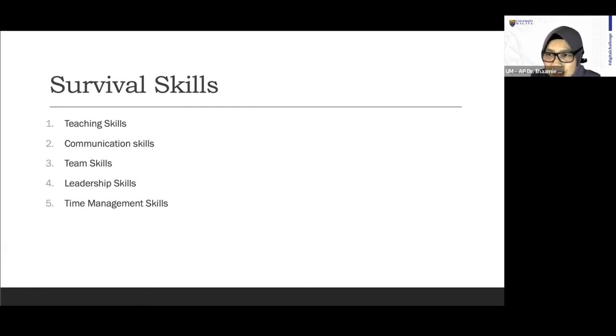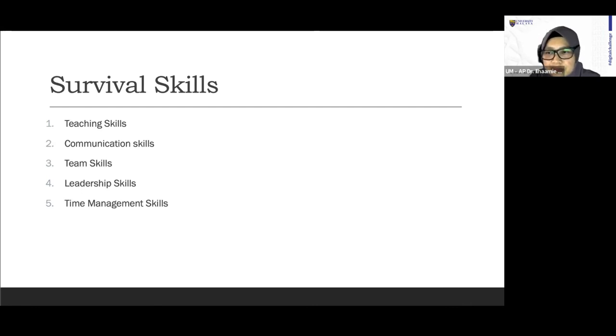Even though you are young, you are new, you need these skills, because you are a leader in the research, and you are also a mentor to your students, right? And finally is time management skills. This is also an important skill, because time is gold.